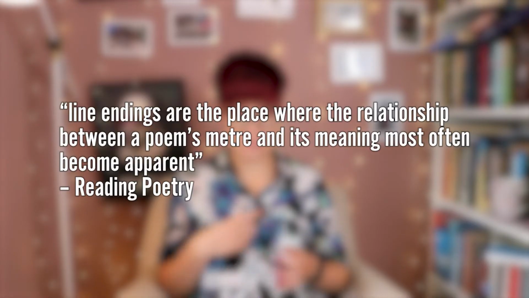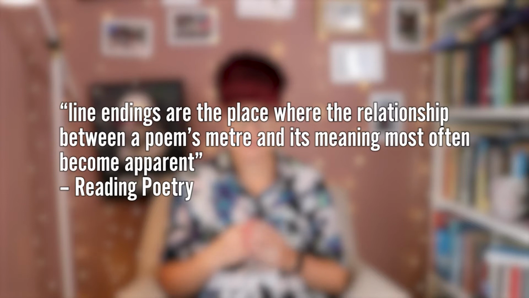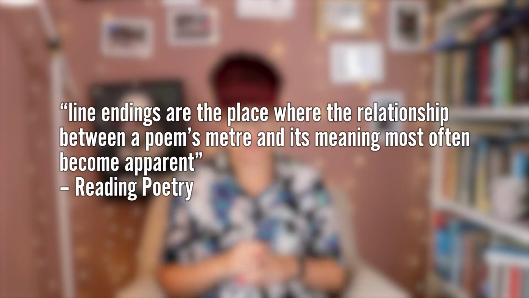So, Reading Poetry says that line endings are the place where the relationship between a poem's metre and its meaning most often become apparent. This comes back to this moment of hesitation at the end of lines, this pause, which is significant even in free verse. Line endings are significant because this is also where rhyming happens. Or at least end rhymes happen a lot in English poetry, so the rhyming happening at the end of a line is more significant too.